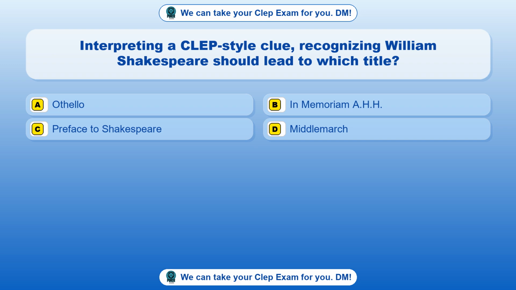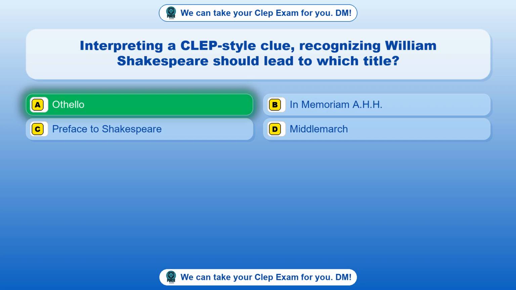Question 6. Interpreting a CLEP-style clue, recognizing William Shakespeare should lead to which title? Option A. Othello. Option B. In Memoriam A.H.H. Option C. Preface to Shakespeare. Option D. Middlemarch. The correct answer is option A.